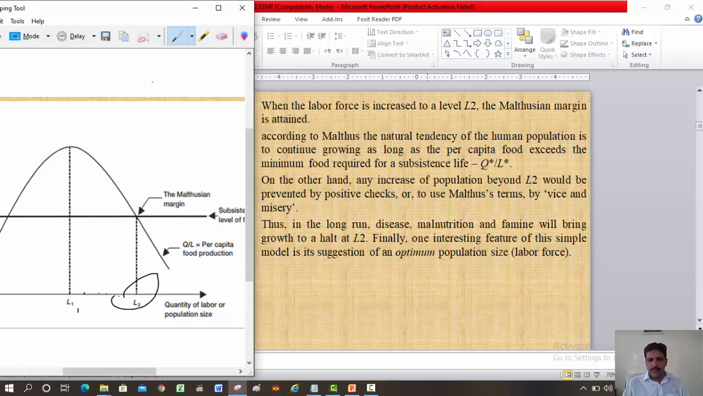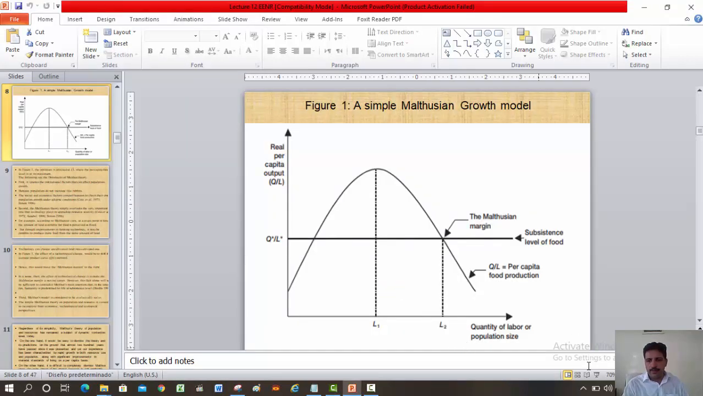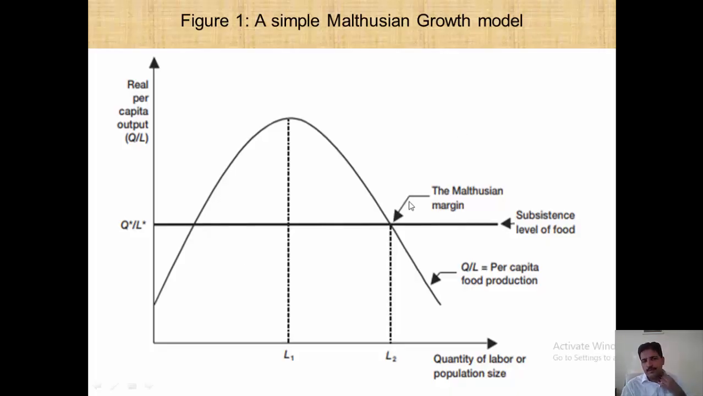And finally, one interesting feature of the simple model is its suggestion of an optimum population size. It is the figure explained in the previous slides. On the y-axis we measure the real per capita output, and the x-axis shows the quantity of labor, which is, as discussed, a proxy for the population size. Until the population level L1, we see a positive association between the real per capita output and the population. With an increase in the population, the real per capita output increases, till the population reaches L1.